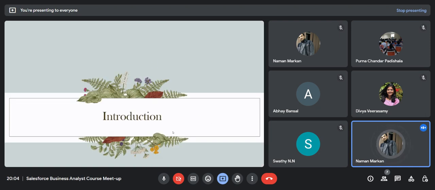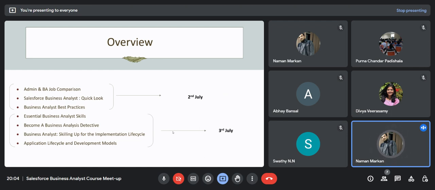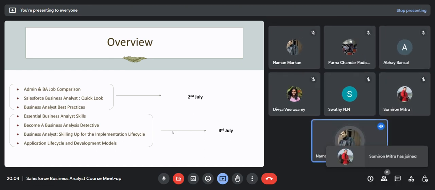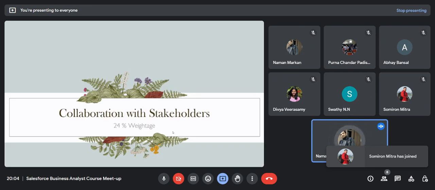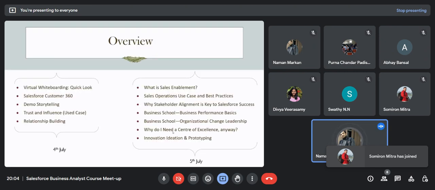So, till now, we have covered the introductory part, collaboration with the stakeholder, and customer discovery. In the introduction, we covered the comparison between two profiles, admin and BA, and looked into the best practices. Then we talked about the major skills of a business analyst, and discussed the development models and their implementation cycle. In collaboration with the stakeholder, we talked about whiteboarding, like how we can make sure that each and every requirement has been covered.